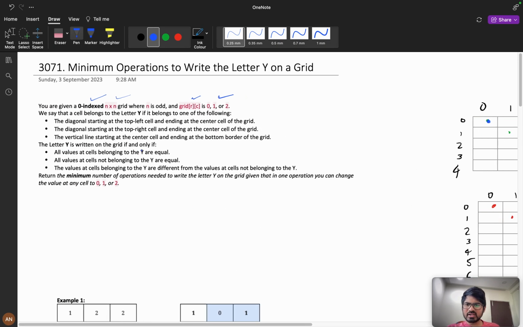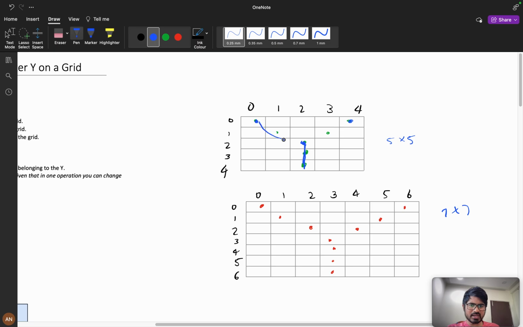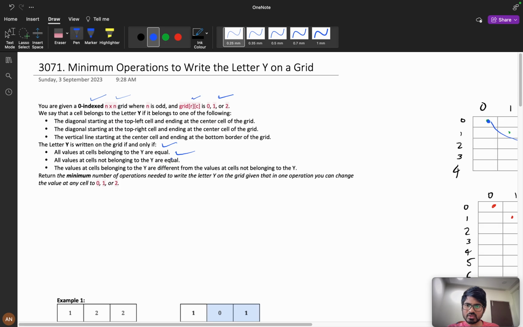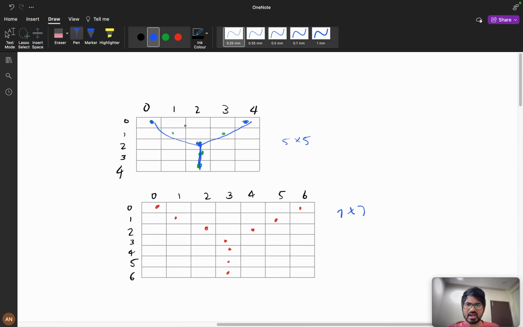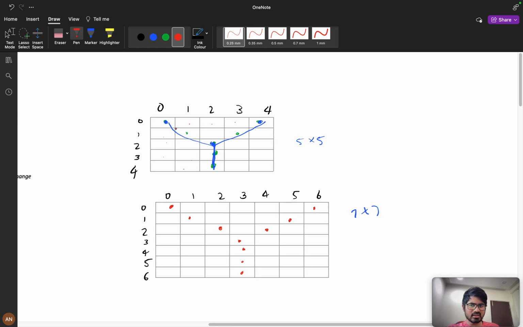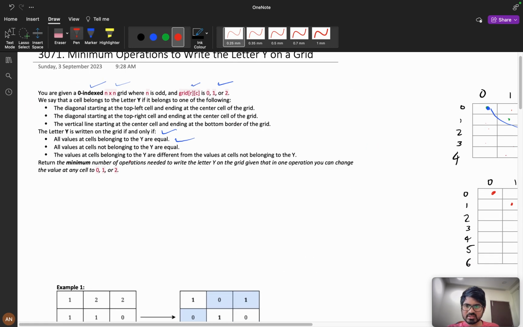Now the letter Y is written on the grid if and only if all values at the cells belonging to the Y are equal. That means if you follow this path, all the elements in these cells should be equal. All the values at the cells not belonging to the Y are also equal. These positions not belonging to the Y should not be equal to the Y element, they should all be equal to each other, and different from the Y value.